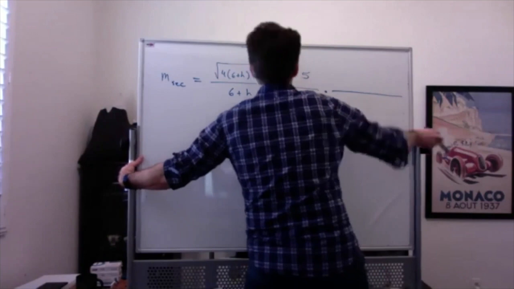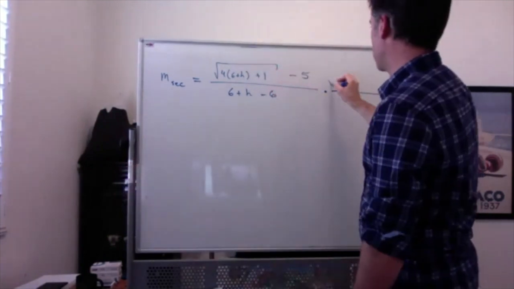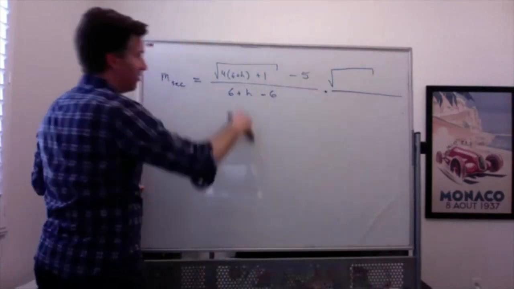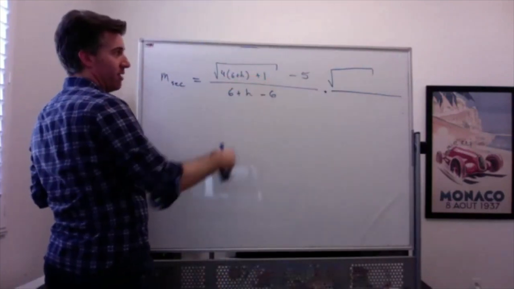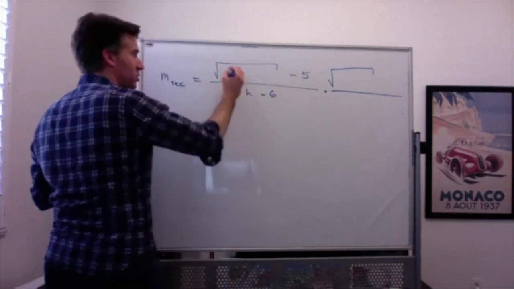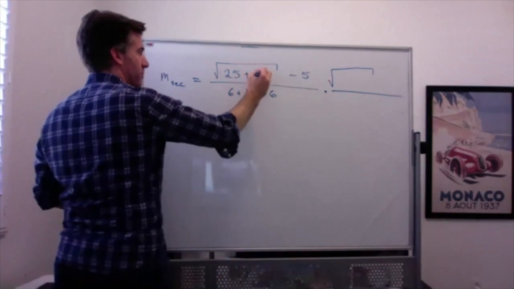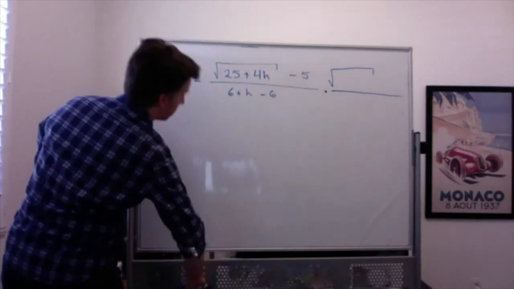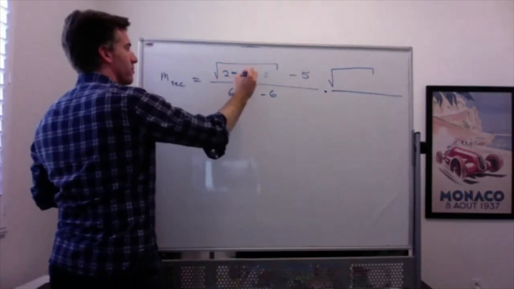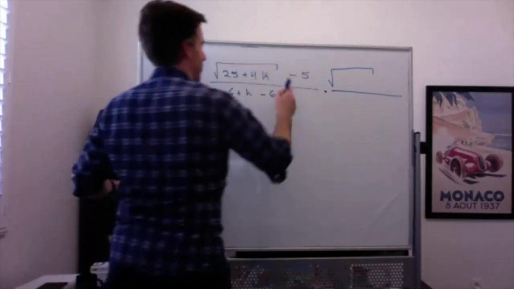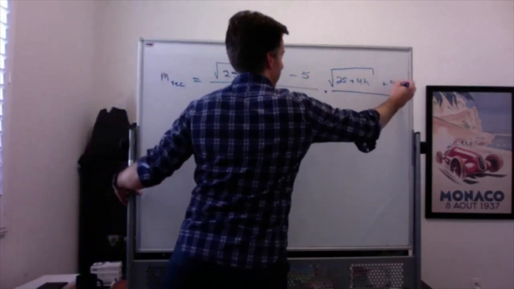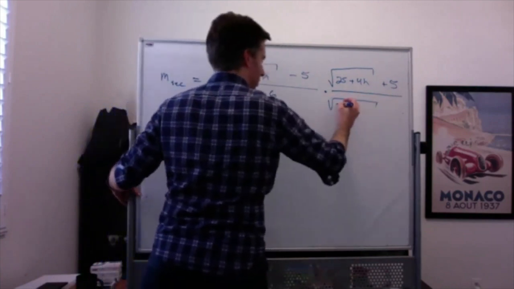So I'm going to tighten my board a little bit here first, sorry. I'm going to multiply by the conjugate of this, so it's going to be the square root of, I'm going to simplify this just slightly, right? This is 24 plus 1 is 25, and then 4 times h is 4h. So this is really 25 plus 4h. That looks kind of gross. So the conjugate is going to be the square root of 25 plus 4h plus 5. And the same thing on the bottom.